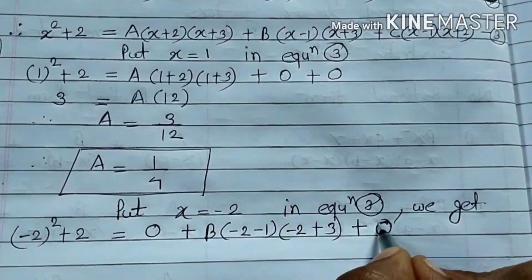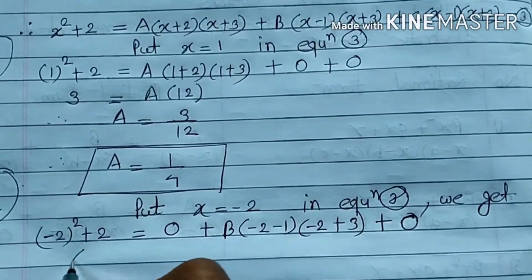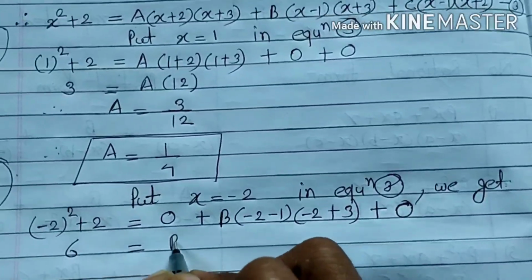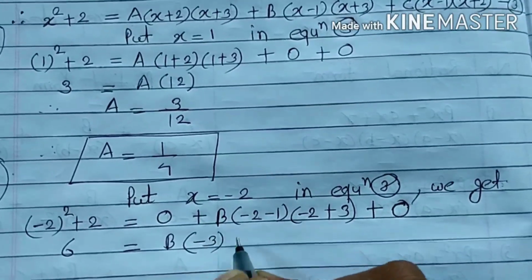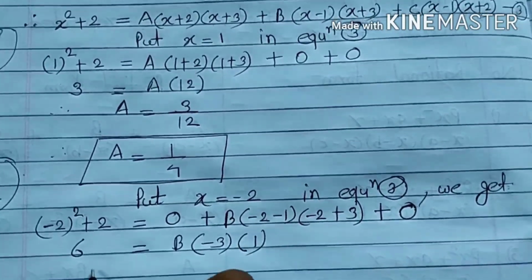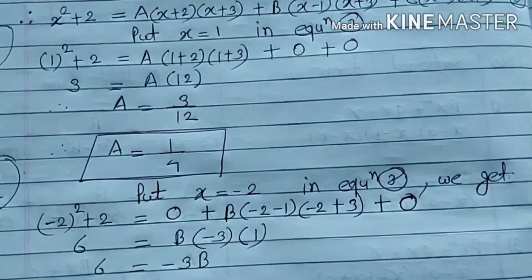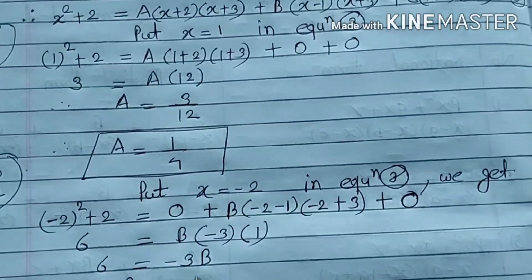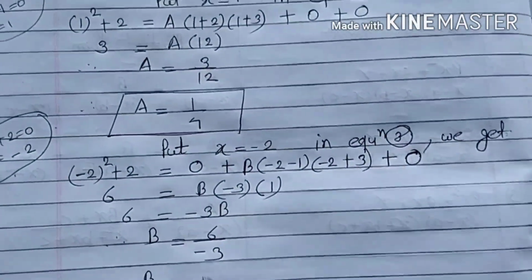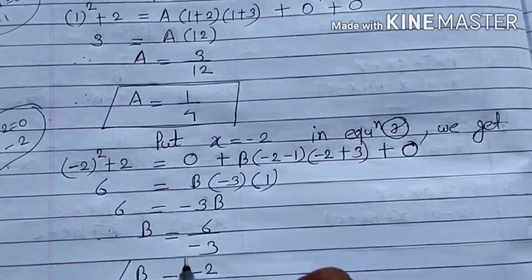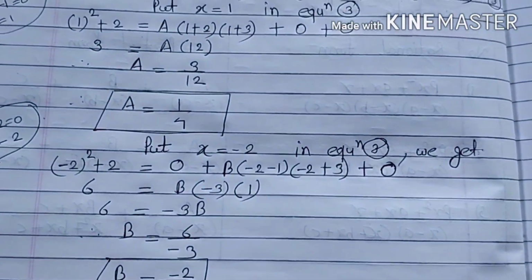Okay, it is 0. Now calculate minus 2 square 4, 4 plus 2 is 6, which is equal to b into minus 2 minus 1, minus 3, and it is 1. So 6 is equal to minus 3b. Therefore b is equal to 6 upon minus 3. So we get b is equal to minus 2. So this is the value of b.